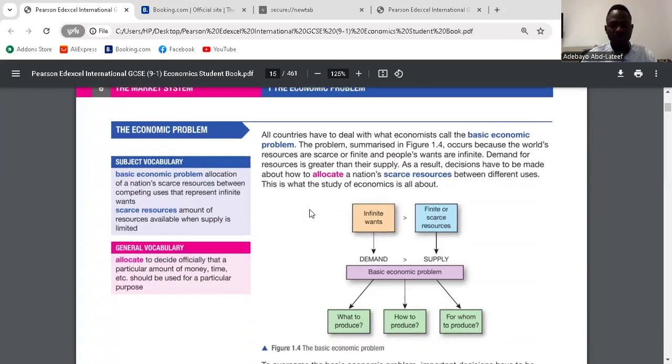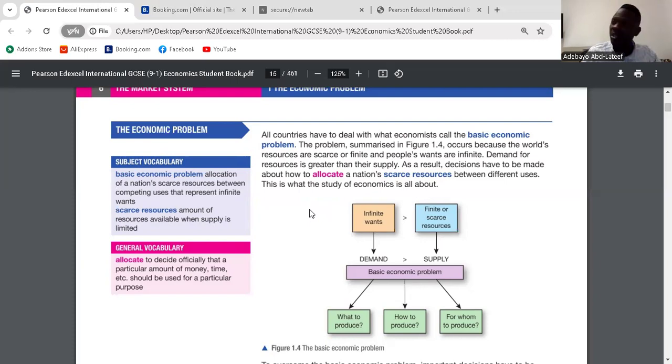The economic problem. All countries have to deal with what economists call the basic economic problem. The problem is summarized here. This occurs because the world's resources are scarce or finite, and people's wants are infinite. The number of wants is greater than the supply. As a result, decisions have to be made about how to allocate a nation's scarce resources between different uses. This is what the study of economics is all about. So it's about allocation of resources.